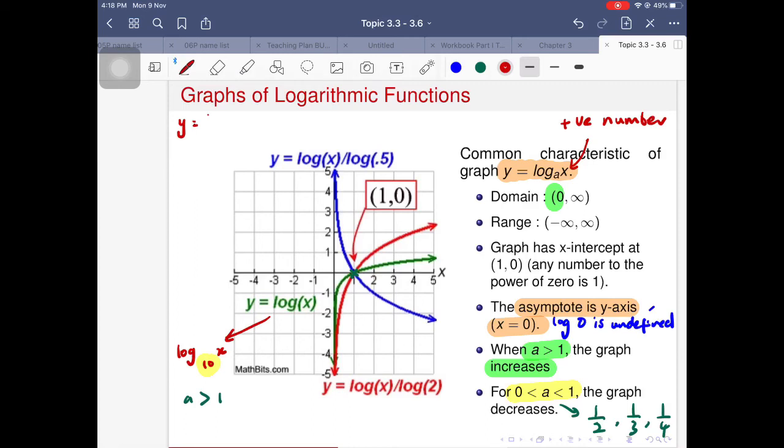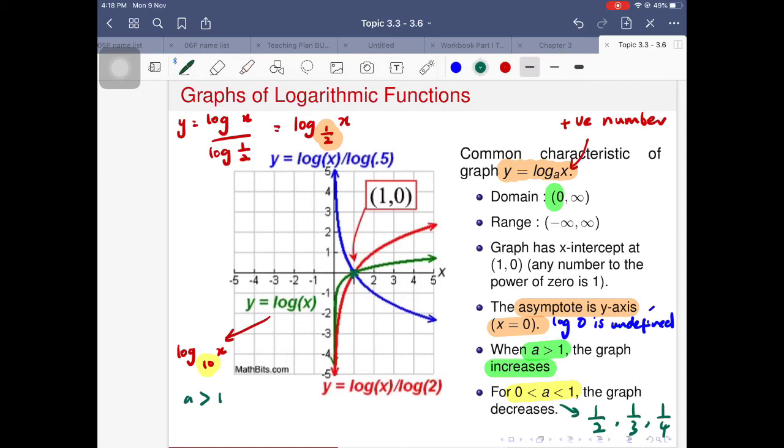So y is going to equal log of x over log 1 over 2. But I'm not going to explain this to you yet. I'll explain this to you later. So basically, if I were to change the form, this is actually a graph equivalent to log of x to the base of 1 over 2. For this case, the base is going to be 1 over 2.